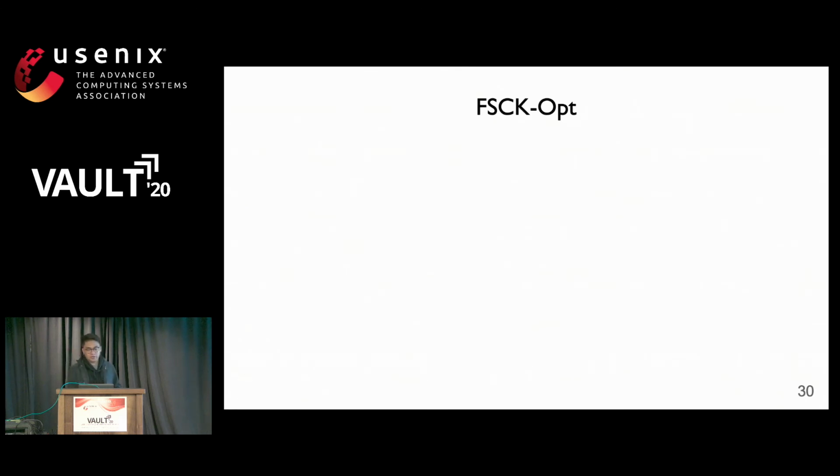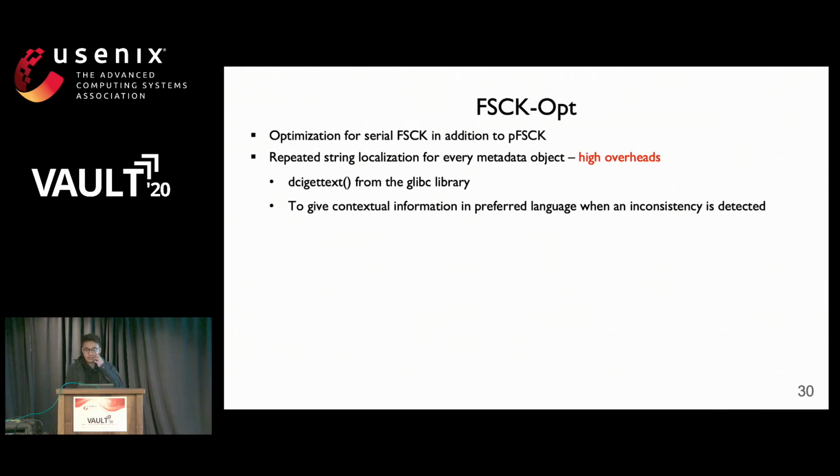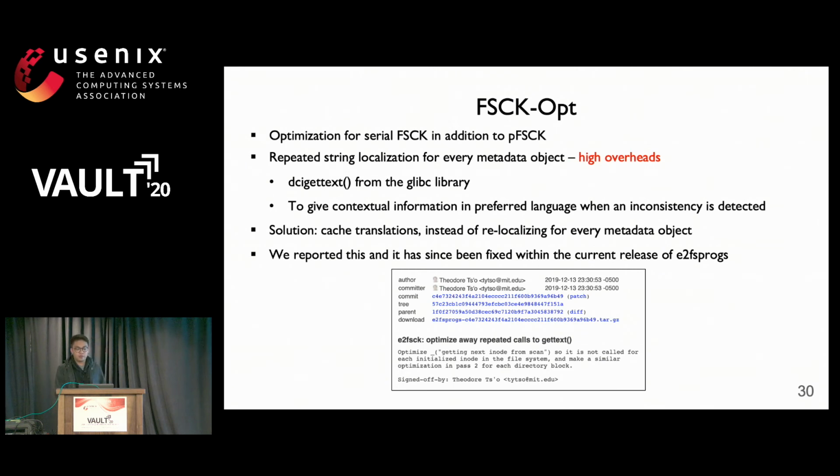So lastly, we'll realize further optimization with FSCK opt. FSCK opt is further optimization for the serial FSCK in addition to pFSCK. In this case, we found that there was a repeated string localization for every metadata object that incurred very high overheads. More specifically, we found that it called the dcgettext function from the glibc library a significant amount of times. And the purpose of this translation was to give contextual information in a preferred language when an inconsistency was checked. To solve this, what we did was to cache translations instead of relocalizing the string for every metadata object. Since the discovery, we have reported this, and it has been fixed and released within the current release of E2FSprogs.